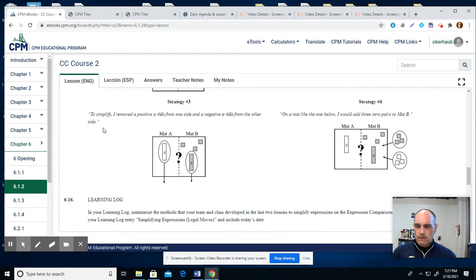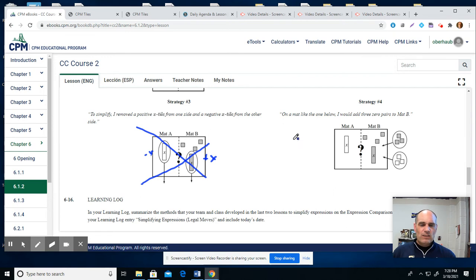All right, here, to simplify, I remove a positive X from one side and a negative X from the other side. Is that legal? So they're going to take a negative X from here and a positive X from here. Is that legal? I've got to say, no, it's not, because if we're taking things off of both sides, they've got to be the exact same thing. So once again, this is not a legal move because we're not taking the same thing off of both sides. Yes, they're both X's, but on this side they're taking off a negative X, and on this side they're taking off a positive X. So that is not legal. They've got to be the exact same thing on both sides.